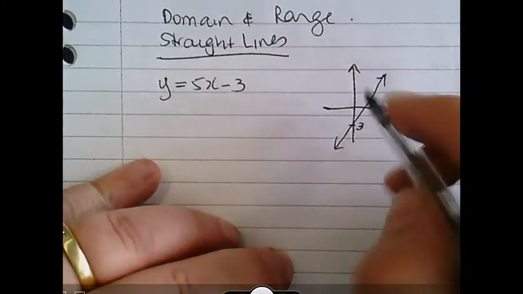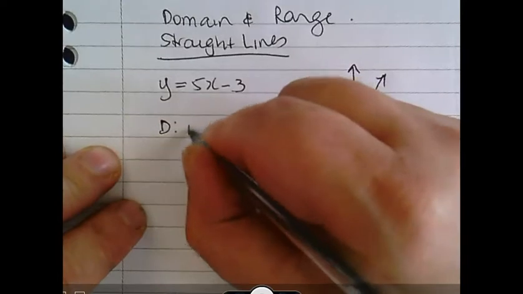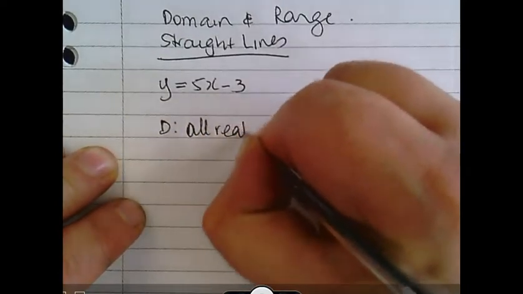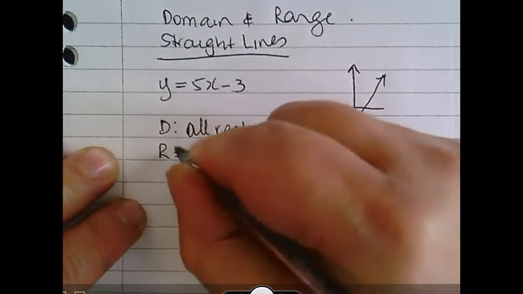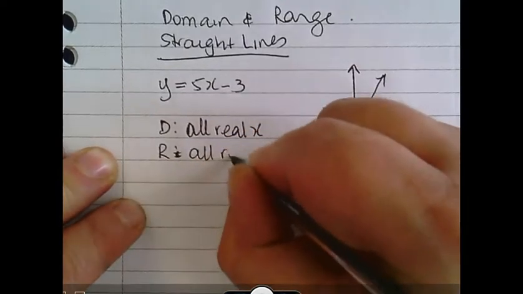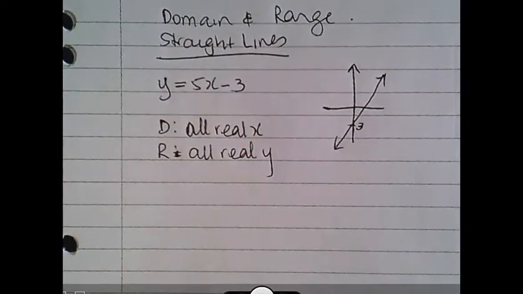Are there any restrictions on what values of x and y you could get? So for a straight line, the domain is all real x, and the range is all real y. Are we okay with that? There's no restriction. The line goes on forever in both directions.